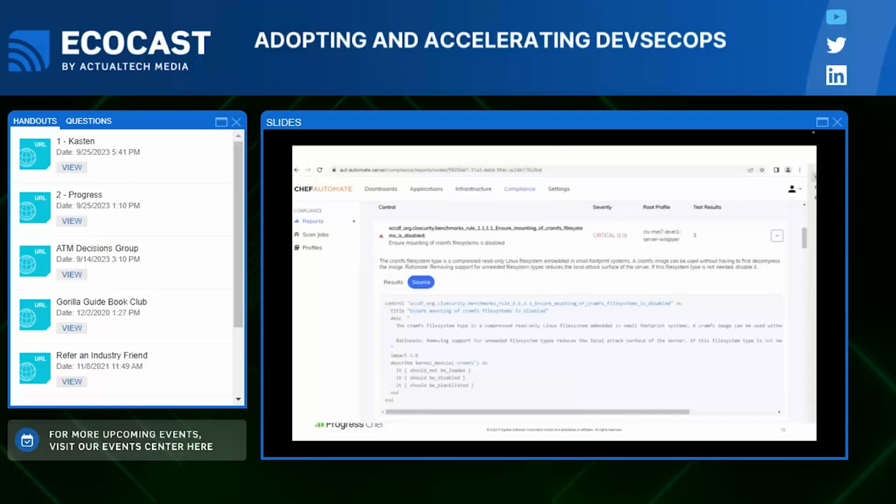And then here's what one of those checks looks like. And again, this is designed to be human readable. So you don't have to be a developer to really understand what's going on or even to create these.